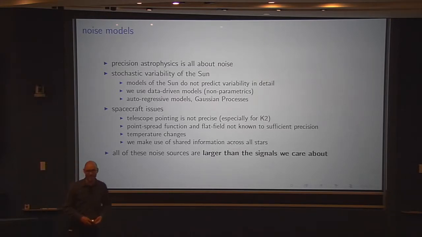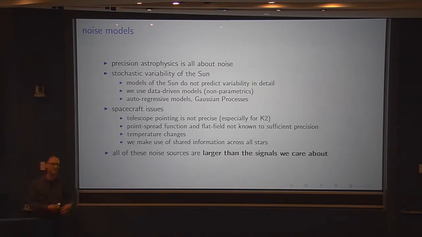Because usually people become astronomers because it's so beautiful out there. And we think about amplifiers on CCDs. But one important part of noise is the stochastic variability of the sun or any star. I've phrased this in terms of the sun, but the sun is very typical for the stars we're looking at.